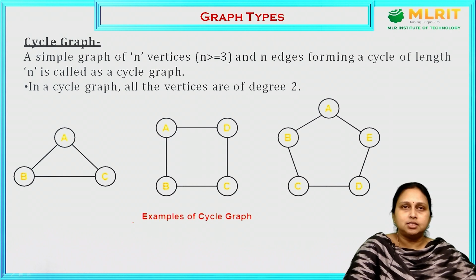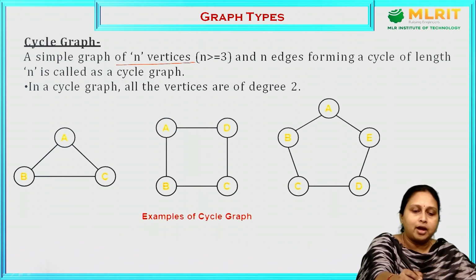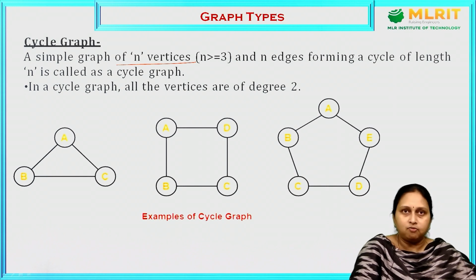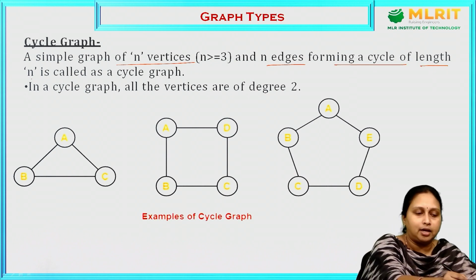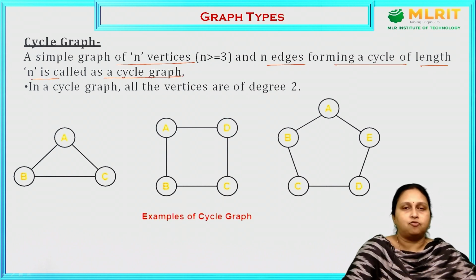And the other one is cycle graphs. What is a cycle graph? A simple graph of n vertices, where n is greater than or equal to 3, with n edges forming a cycle of length n is called a cycle graph. If my graph has 3 or more vertices, how many cycle graphs can we form?